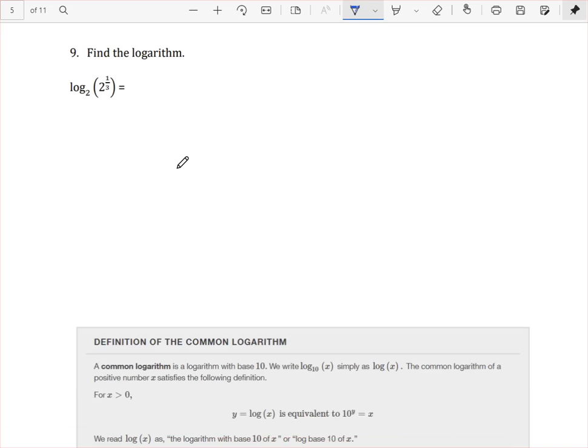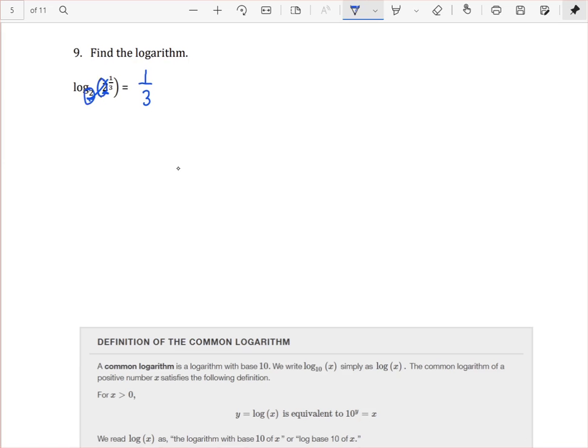Now, with something like this, what happens is, see how you have the base and this base? So then the answer ends up being just the power. If you have the same base on this and this, it's just going to be the power.